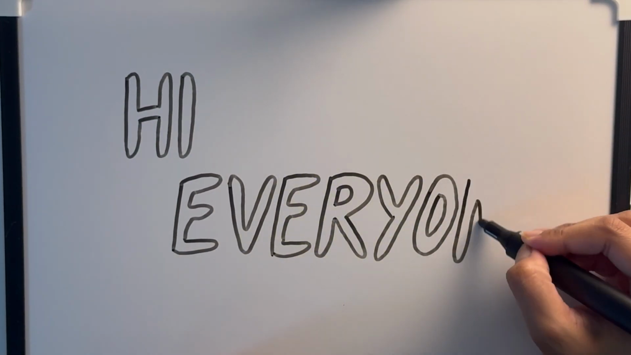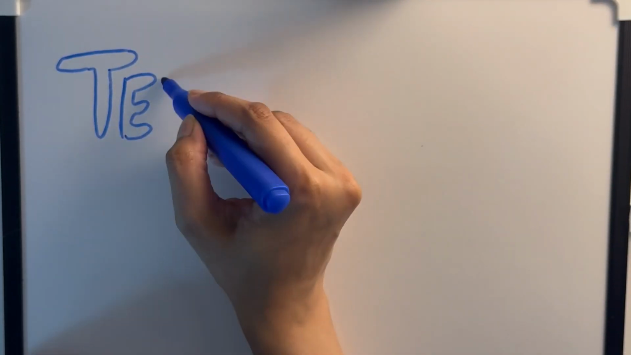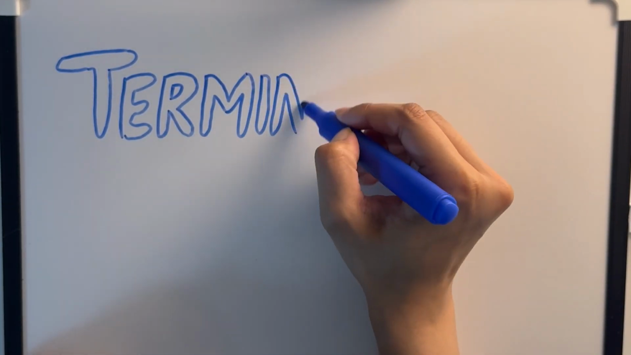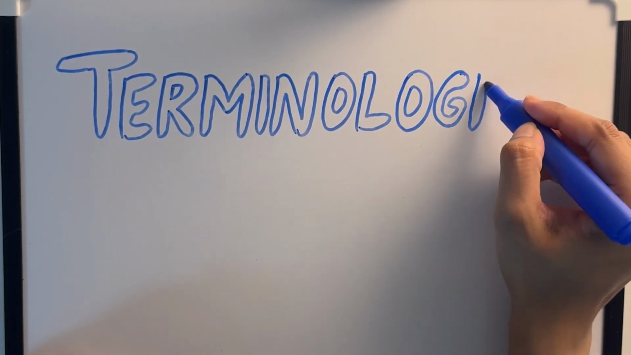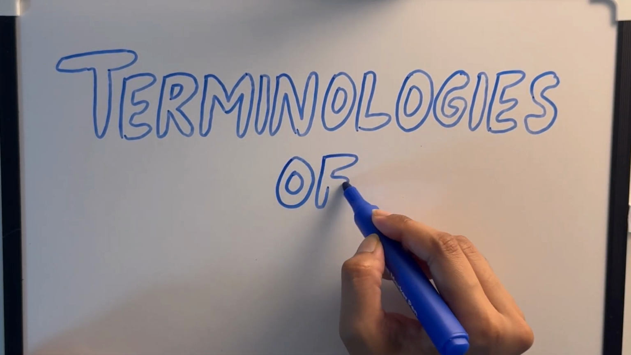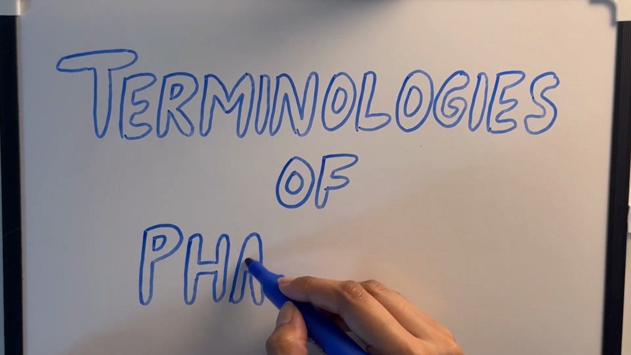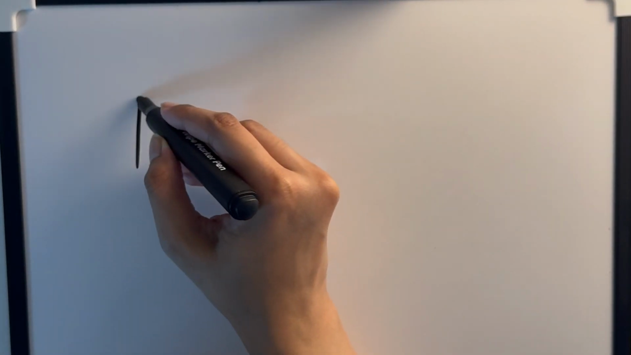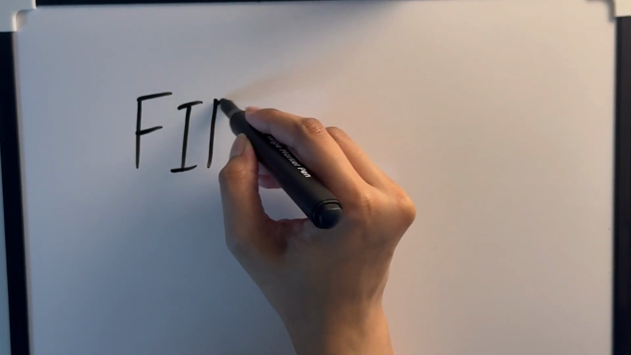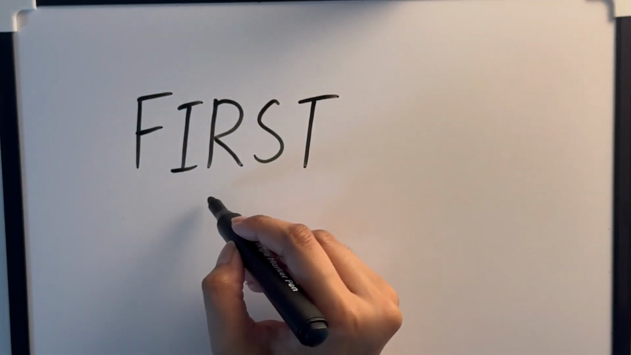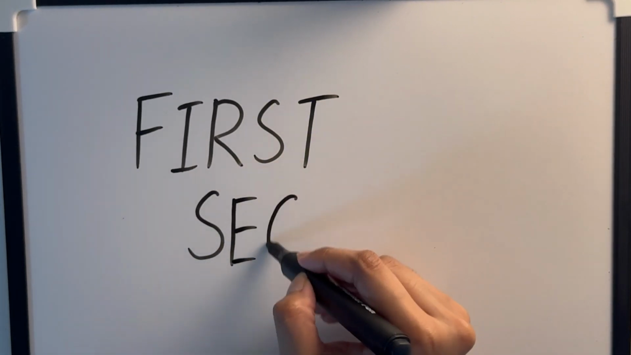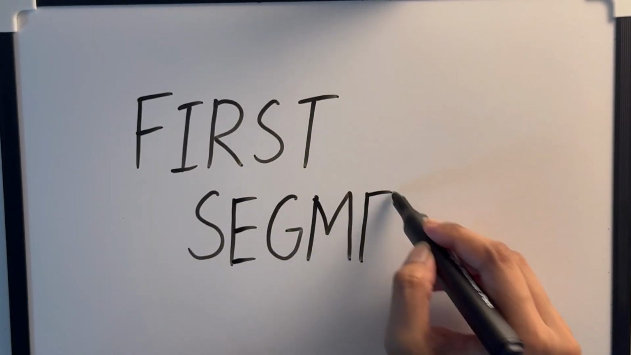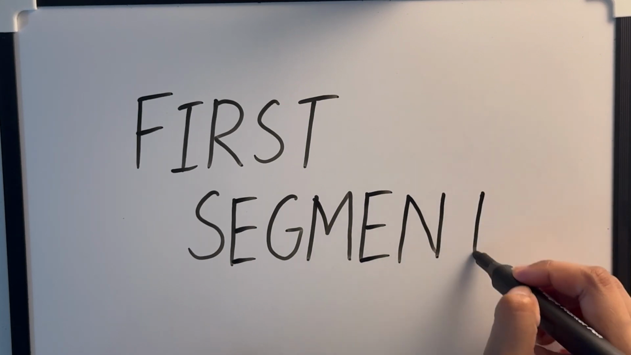So, in my last video, I told you that I will start a series of terminologies of pharmacy which will make it easy to learn pharmacy. As you know, there are a lot of terminologies in pharmacy, so I narrowed it down to three segments for today. The first segment is related to drugs, so I will start explaining them. I will be telling you about dose, dosage form, dosing frequency, strength, generic name, and brand name.